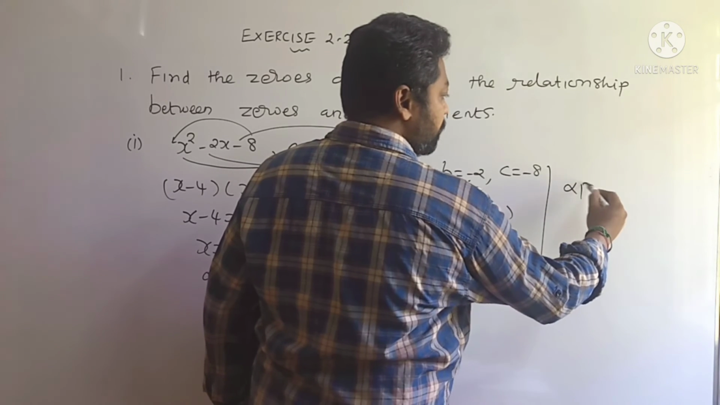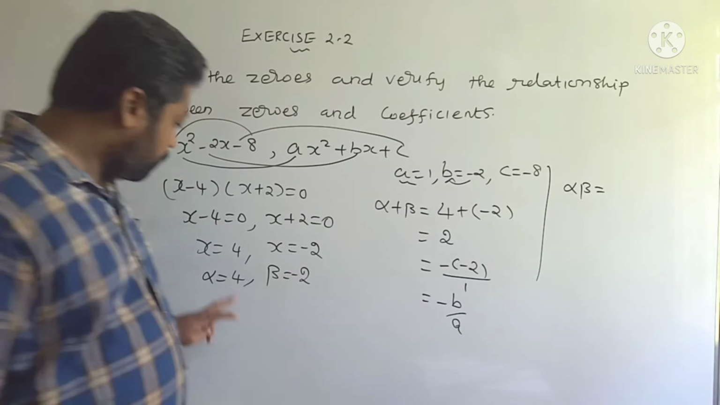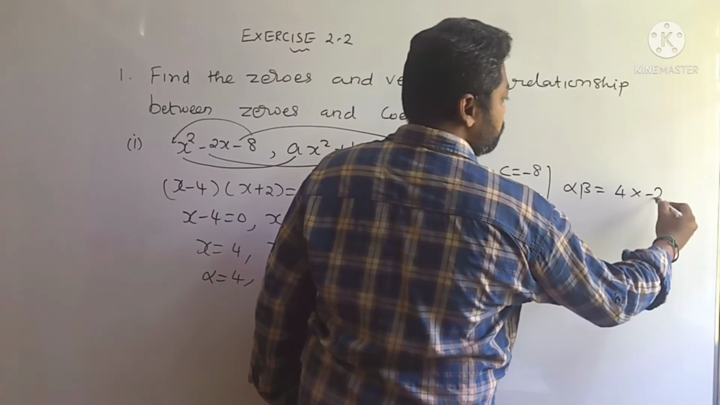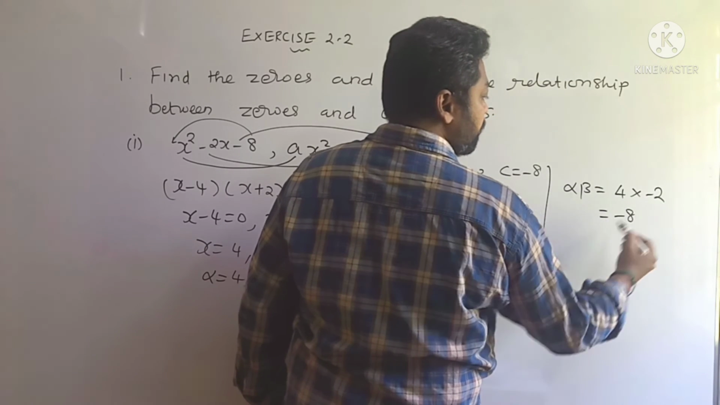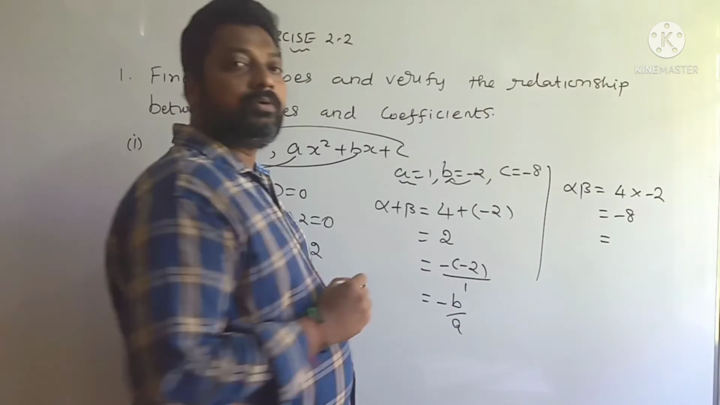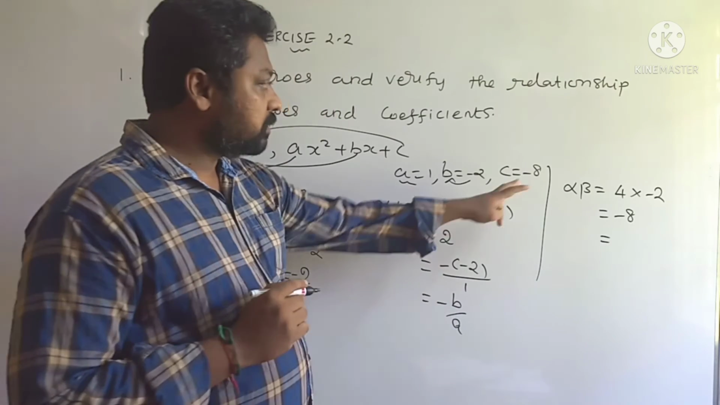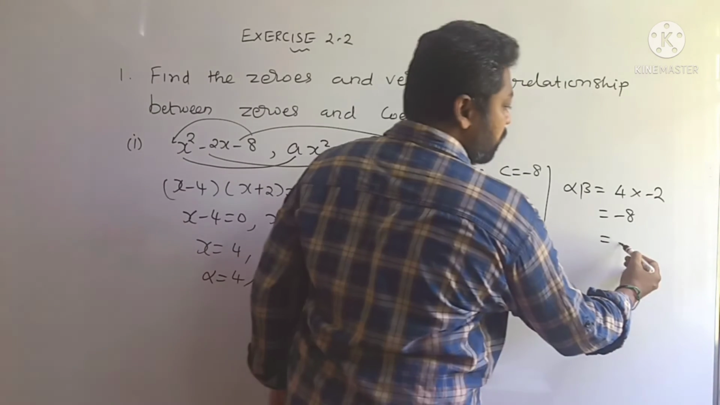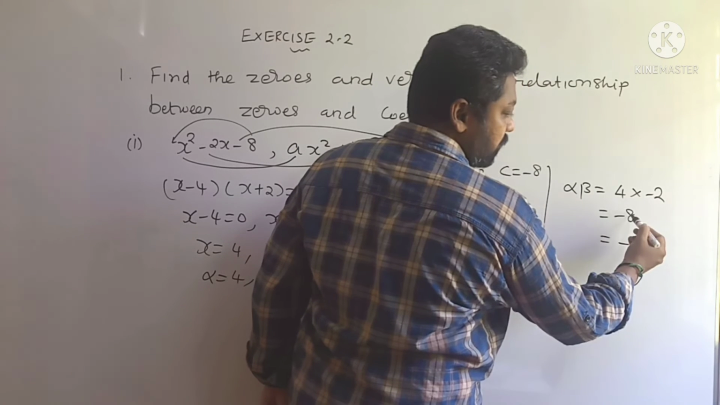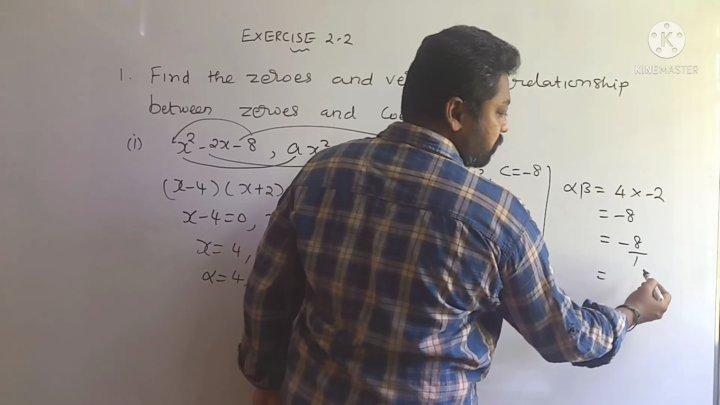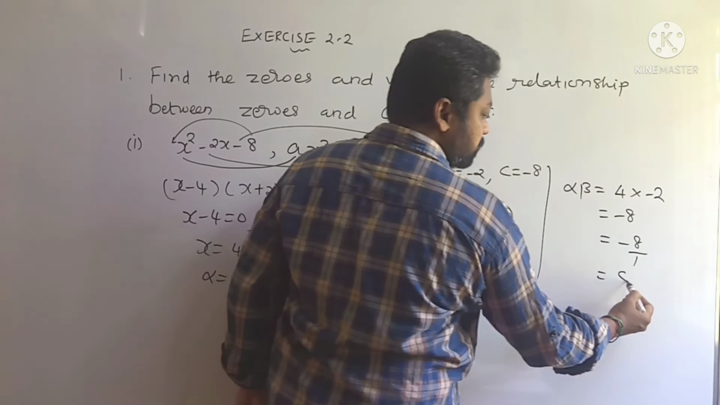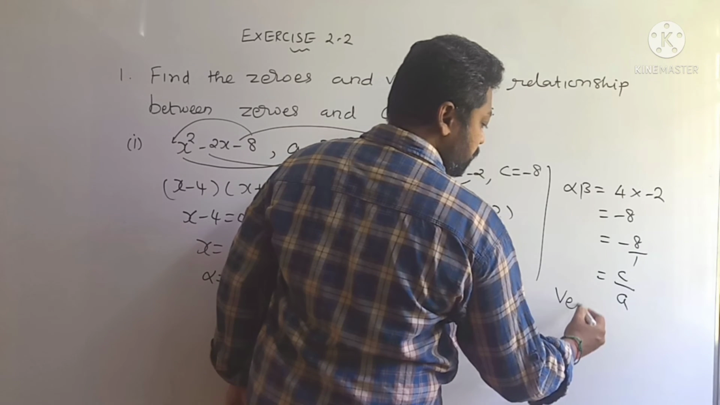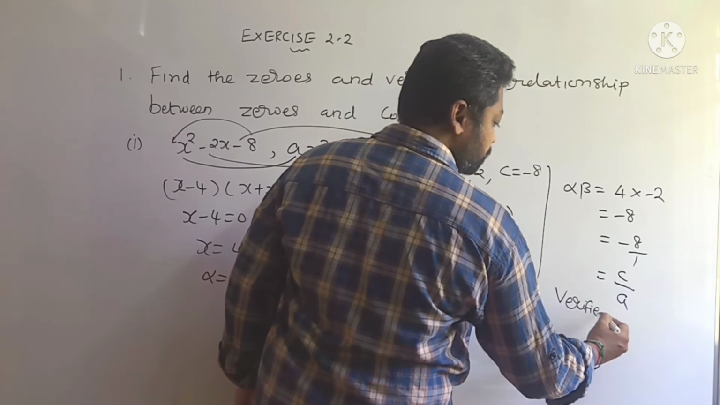So alpha beta, okay. What is alpha? 4, beta minus 2. So 4 into minus 2, minus 8. Now alpha beta should be equal to c by a. What is c? Minus 8. Here a is 1, so simply we are writing minus 8 by 1. Minus 8, I have written minus 8 by 1. What is minus 8? c. What is 1? a. So hence it is verified.